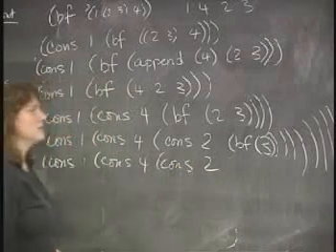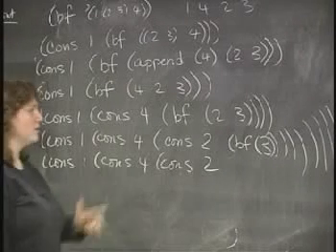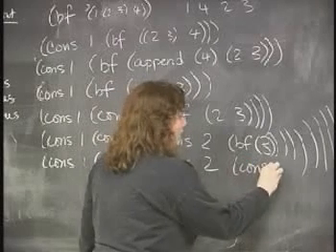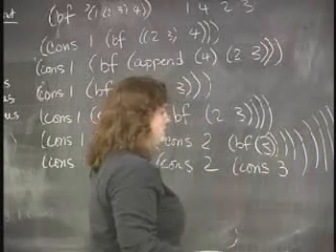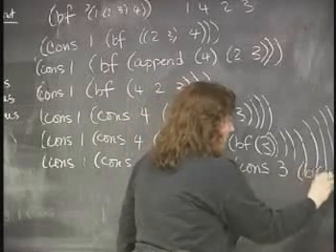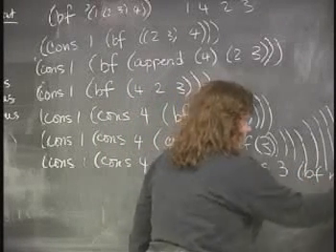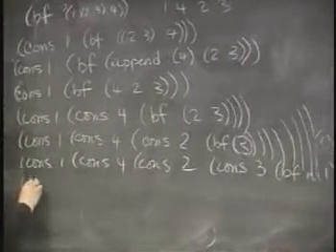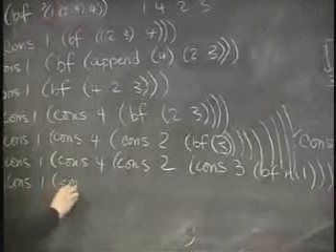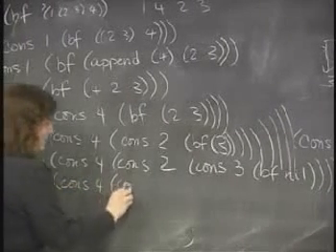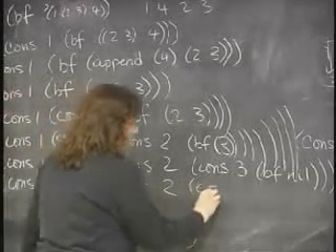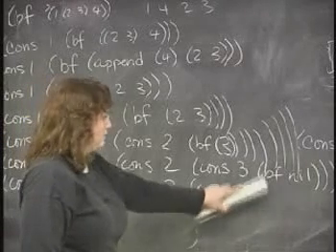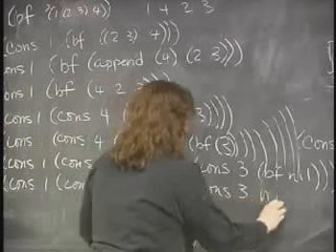Okay, BF on the list 3, not null. It is a pair. The car is not a pair, so we fall through to our else case, and we will cons the car 3 to BF on the cooter. Okay. Cons 1, cons 4, cons 2, cons 3, BF nil returns nil, finally.